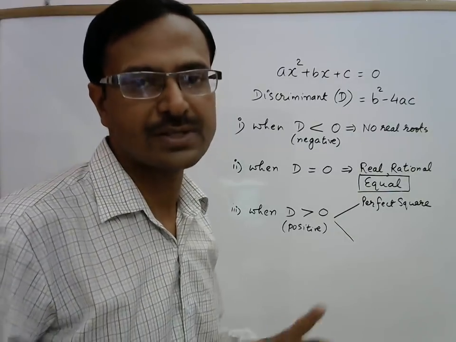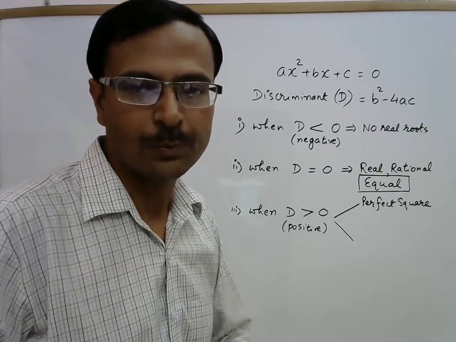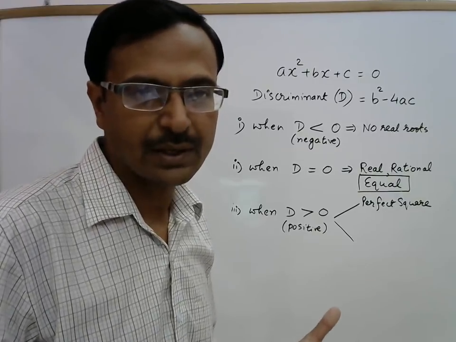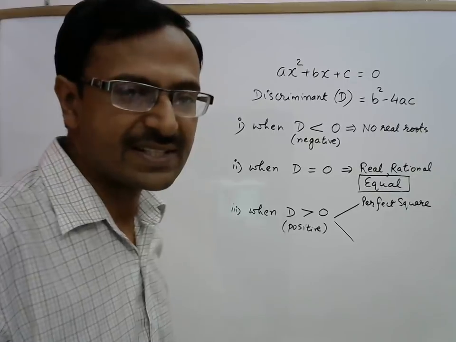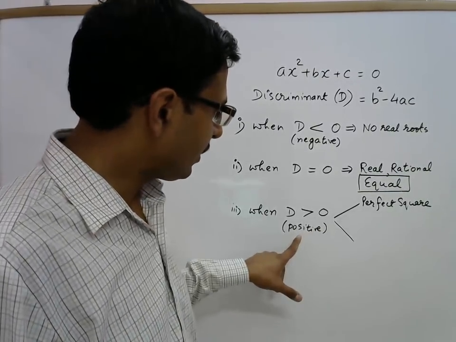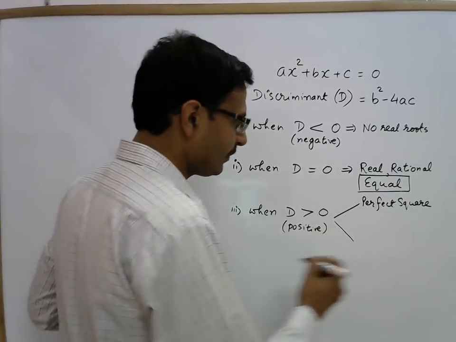See, discriminant is positive, and if the discriminant is positive, just check whether the discriminant is a perfect square or not. Now what are perfect squares? Like 4 is a perfect square because it is a square of 2. Then 16 is a perfect square, square of 4. 81 is a perfect square. 100 is a perfect square. 169 is a perfect square. So all the perfect squares. So this is the first checkpoint.